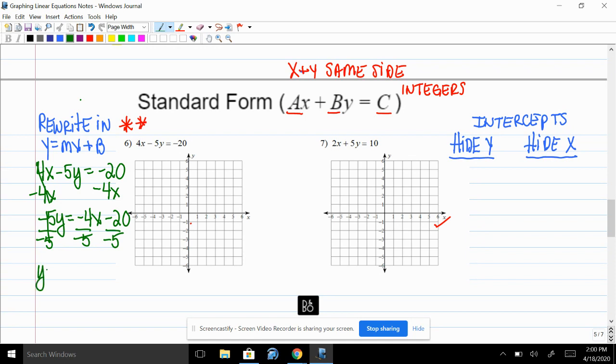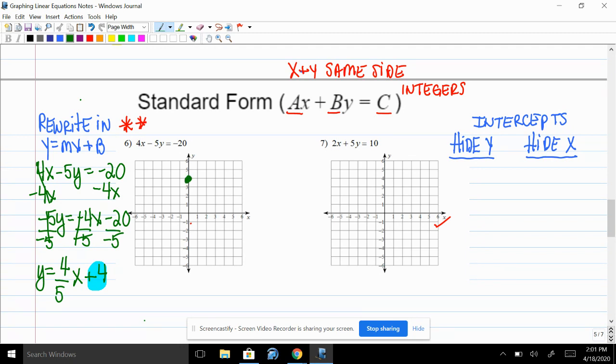So I got y is equal to a negative divided by a negative is a positive. So these negatives actually cancel each other out. 4 over 5 I'm going to leave as a fraction because it doesn't divide evenly, and that's okay because that's going to be my slope. X, a negative divided by a negative, that gives me a positive 4. Okay, so if we go back to slope-intercept form, there's my intercept. So my intercept is 0, 4. And then my slope is 4 over 5.